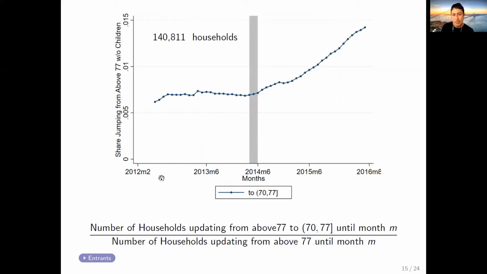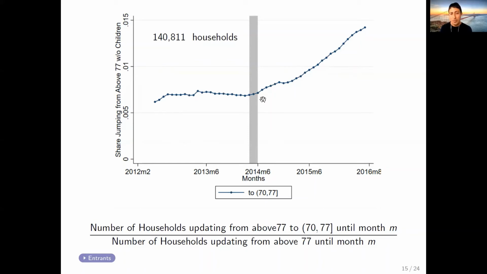So if I plot this fraction of households jumping into that precise interval, I see this graph. This graph has the time on the horizontal axis, and then the share of households jumping from above 77, which is the share that I just discussed, over time. And the gray area here represents the months between the announcement of the reform and the enactment of the reform. And you see here the number of jumpers starts increasing drastically right after this reform.